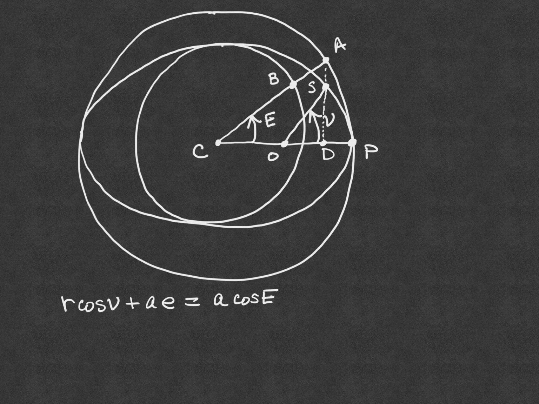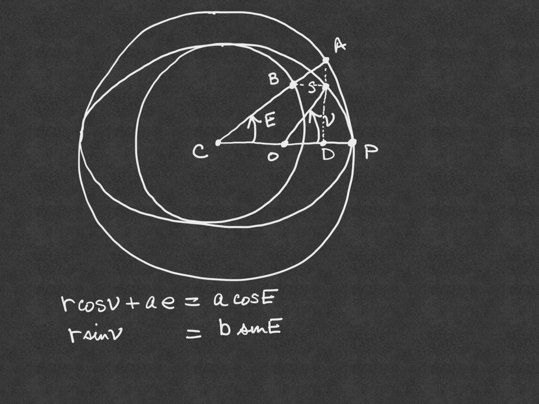The second thing is you can see that the distance from B down to the direction CP is the same as the distance from S down to the direction CP, because these 2 points B and S are along the same line horizontally relative to one another. So as a result of that, we actually have another relationship, which is that R times the sine of nu, which is the distance from S to D, has to equal B times the sine of E.